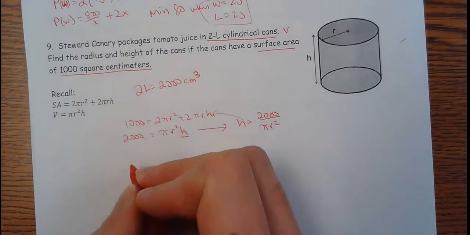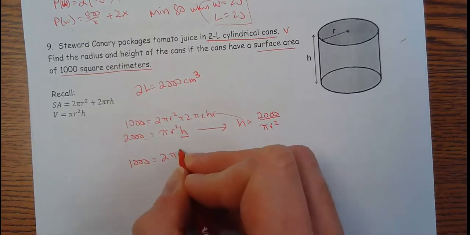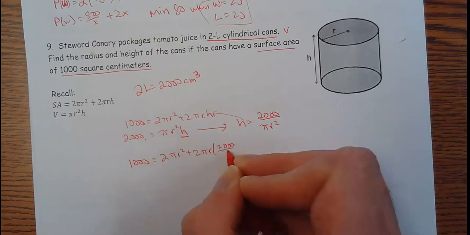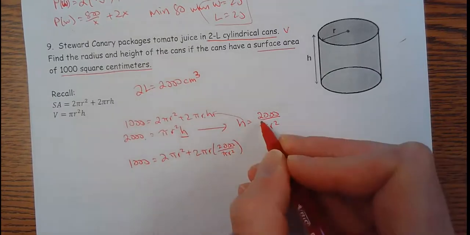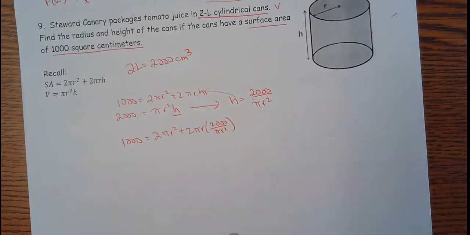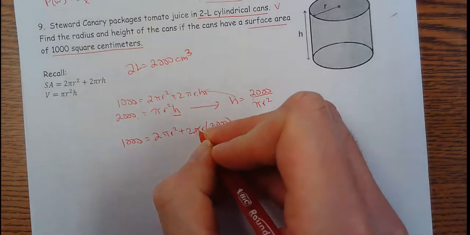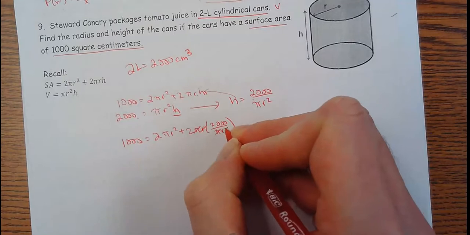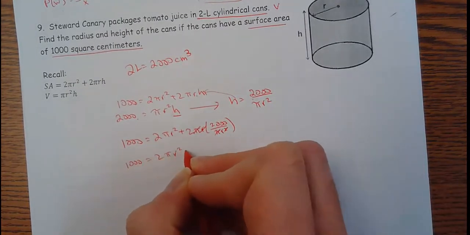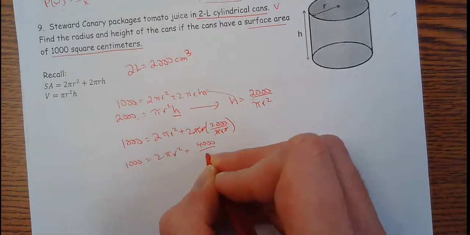So I'll have 1,000 equals 2 pi r squared plus 2 pi r times 2,000 over pi r squared. Again, just plugging this in for h. And do some canceling. This pi cancels out one of those pi's. Now this r cancels out one of the r's, so there's still an r on the bottom. So I got 1,000 equals 2 pi r squared plus, 2 times 2,000 is 4,000 over r.